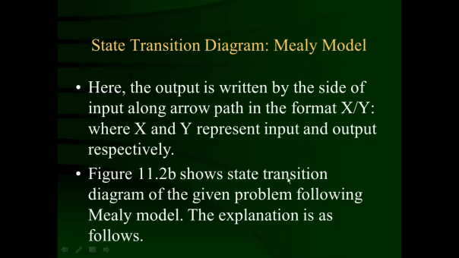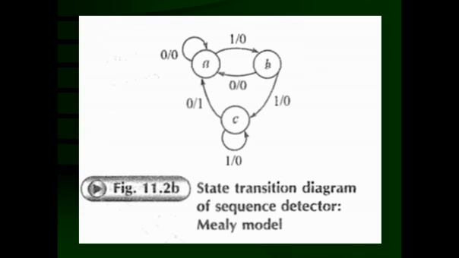Figure 11.2b shows the state transition diagram of the given problem following the Mealy model. The explanation is as follows. You can see that 3 states are required. This is one circle which represents one state. This is another circle, state B, and there is a state C as well. So there are 3 circles. When it is in the state A, none of the bits of the sequence has been detected. So we can consider it the initial state.